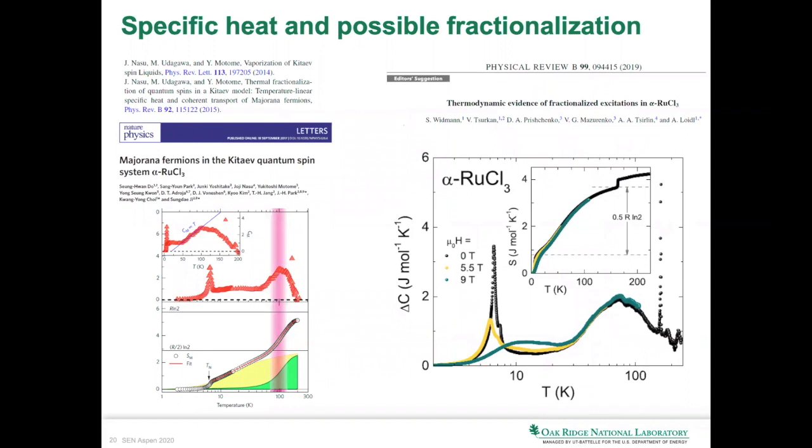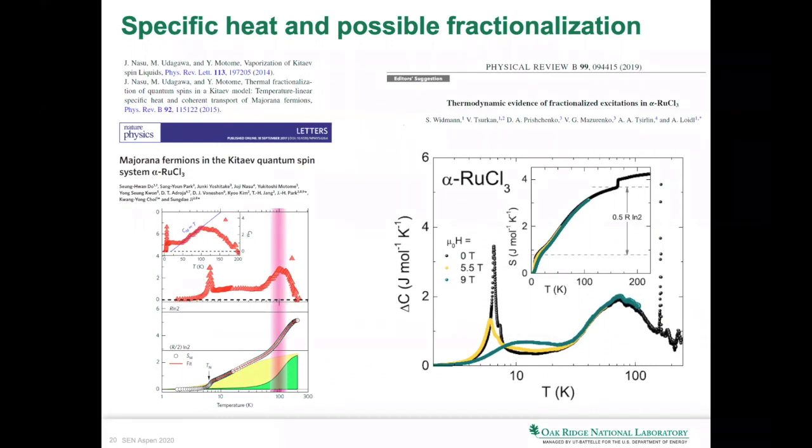So one of the interesting predictions that people inferred playing around with the Kitaev model was that these 2 different types of excitations that I mentioned before would lead to a specific heat that has 2 maxima in it as a function of temperature.